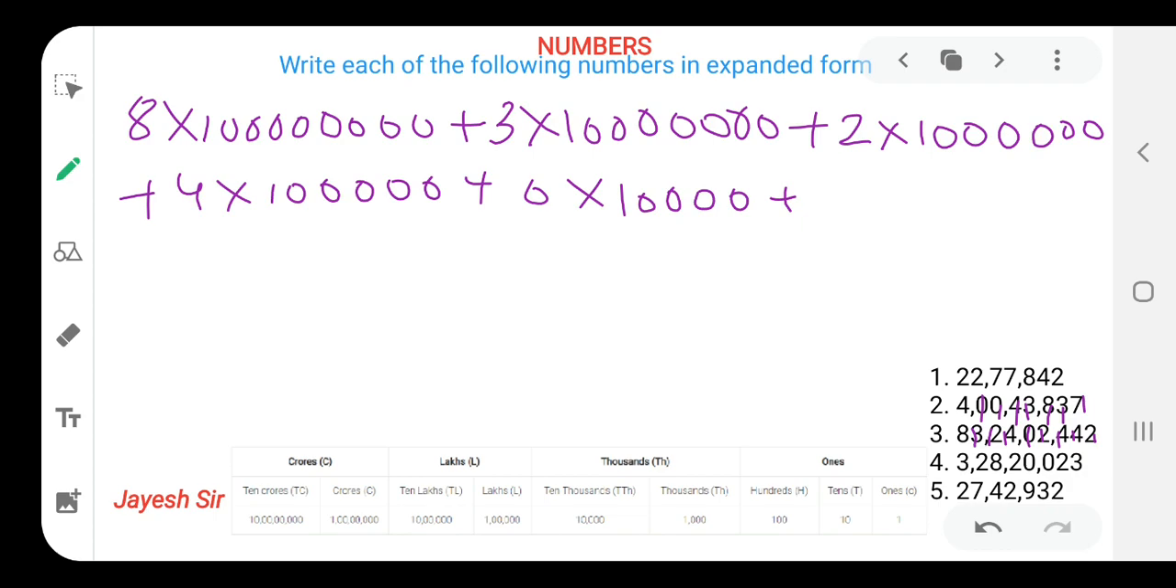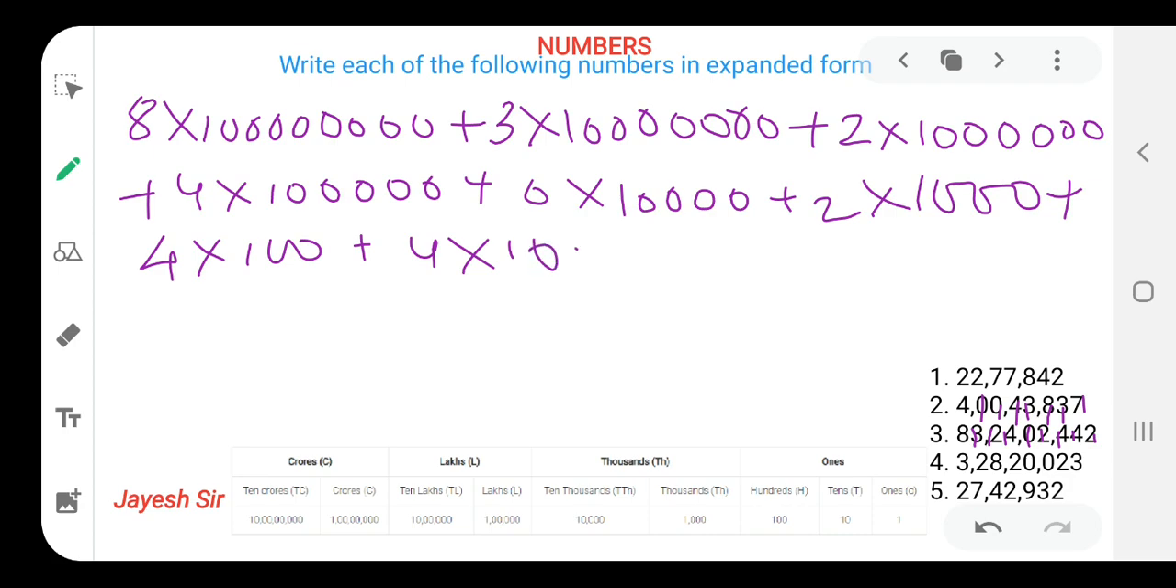After that, what we are supposed to do, we will multiply it with 3 zeros. After that, we will do 4 into 2 zeros, that means 100, plus 4 into 1 zero, that means 10, and 2 should be multiplied with 1. I hope you all might be getting it, friends, and that's very easy.